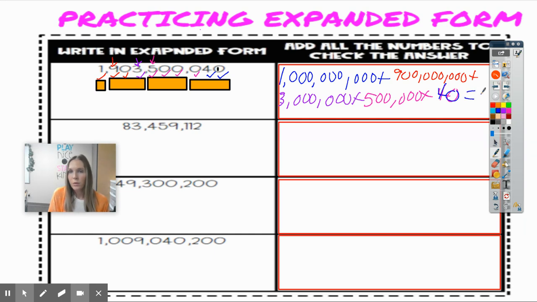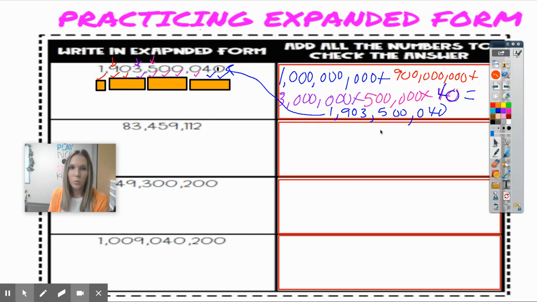If I were to add all of these numbers up, I would get a total of 1,903,500,040. And that number matches our number up here. So this was standard form. Standard form is just the regular number written in numerals. Expanded form is when we're expanding out every single digit.